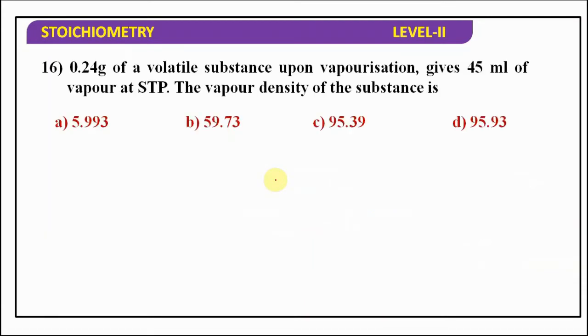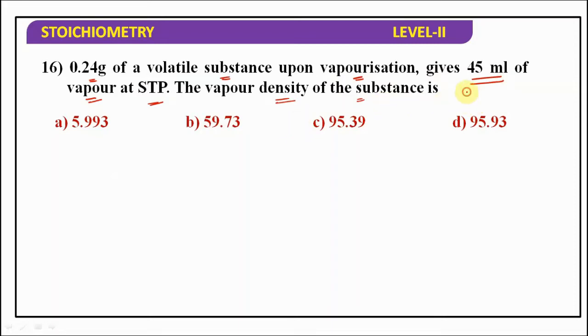Next question. 0.24 grams of a volatile substance upon vaporization gives 45 ml of vapor at STP. Then find the vapor density of the substance.